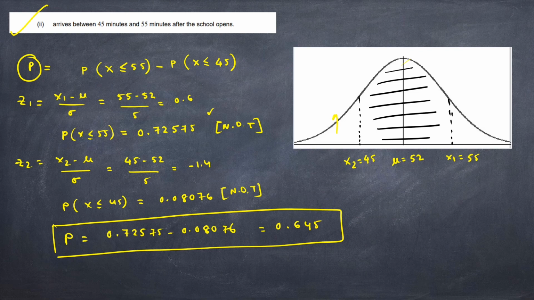So one thing you need to remember: after finding the Z value, please compare this Z value with the normal distribution table. Otherwise, you will not understand how I am getting these values. Just compare the Z values with the normal distribution table.